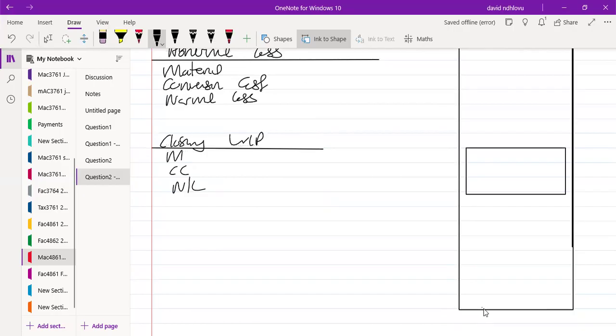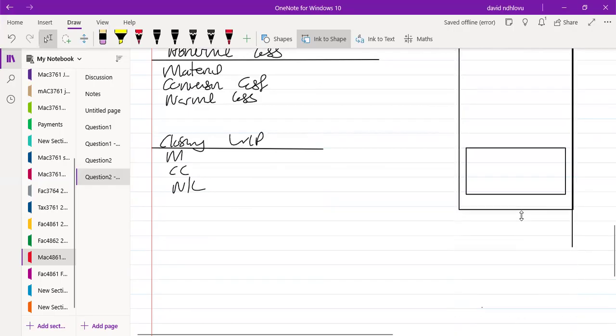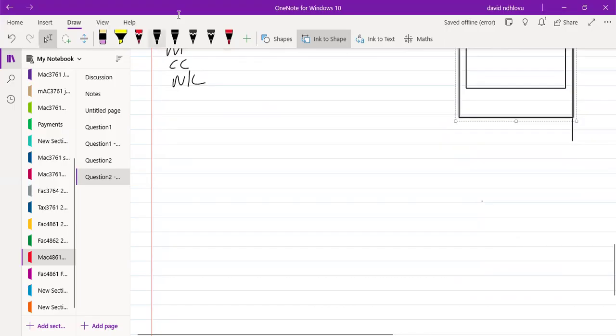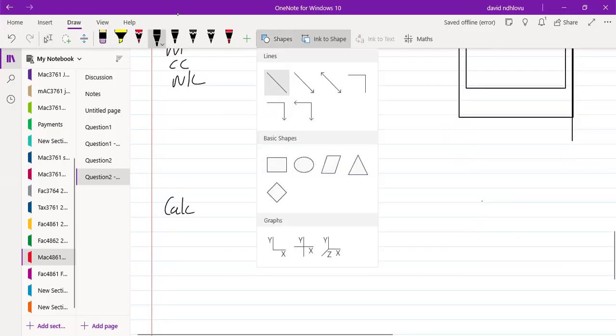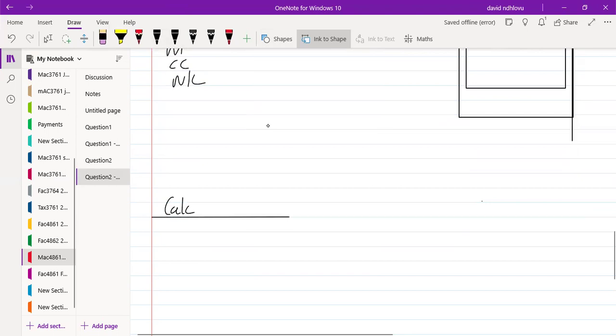Right. Then in terms of calculations here, we need to deal with the normal loss. So we are going to say calculations. Then we want to calculate normal loss rand value, which is equal to normal loss material plus normal loss conversion cost.